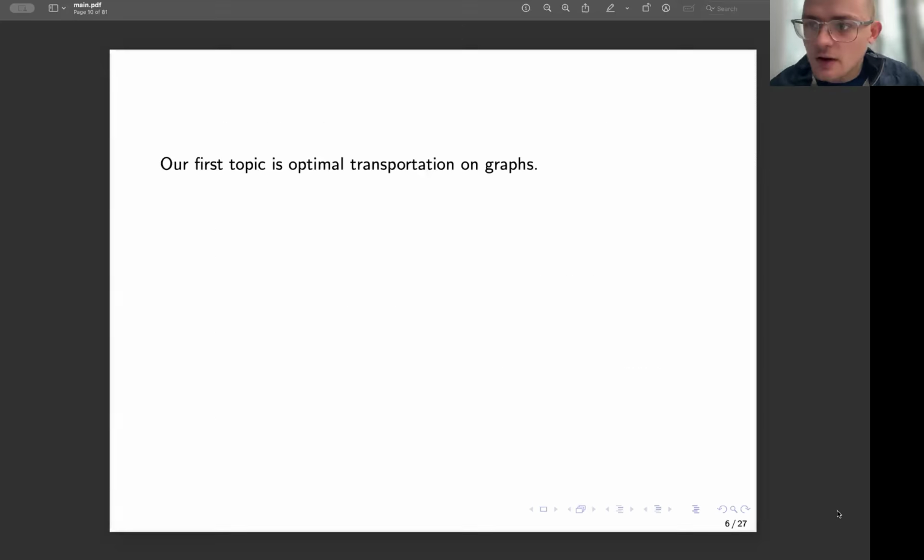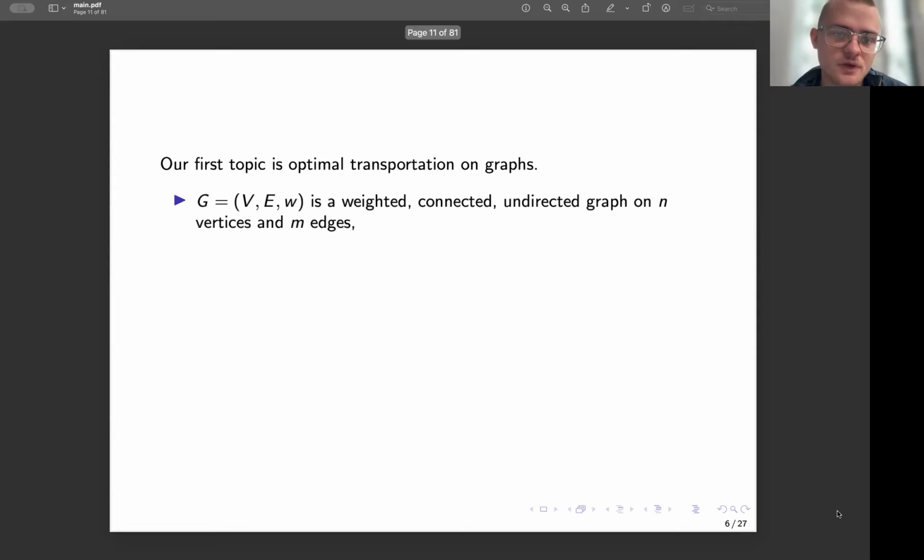So let's start by talking about optimal transportation on graphs. That'll probably be a slight majority of the talk itself: optimal transport and some new ways that we have been thinking about it in the past couple of years.